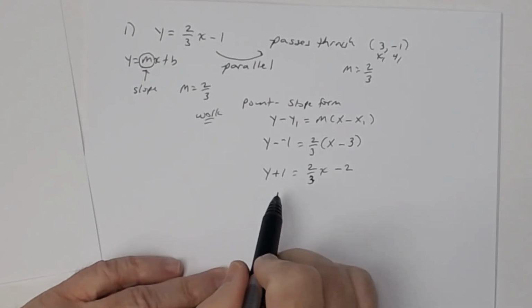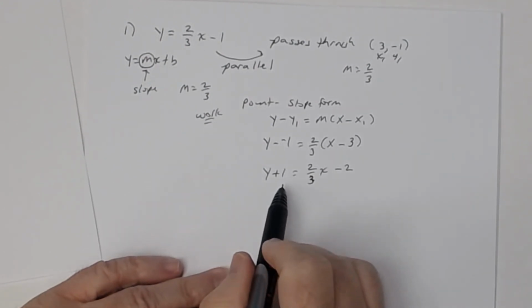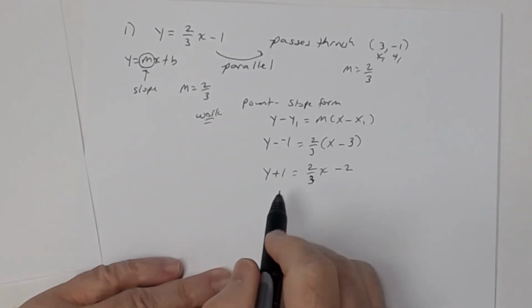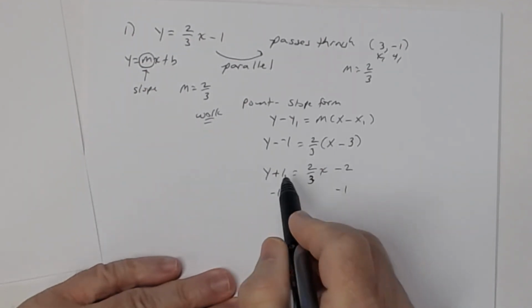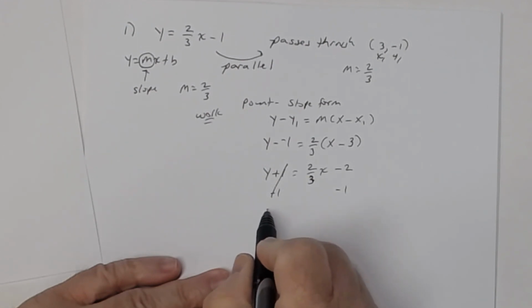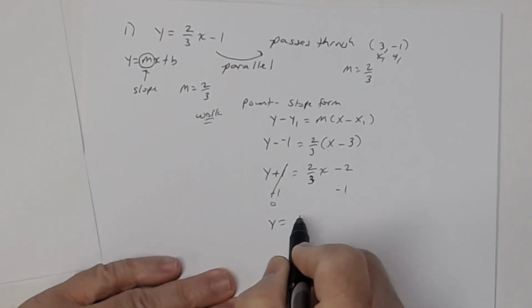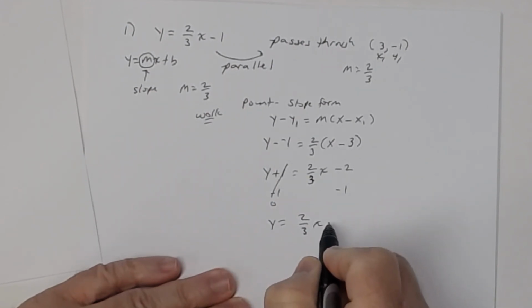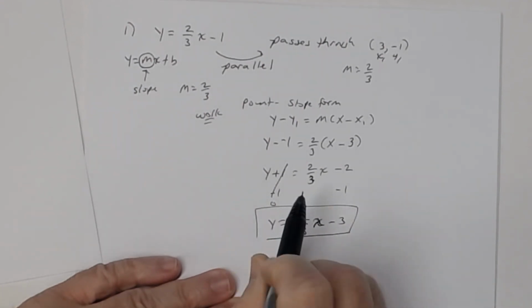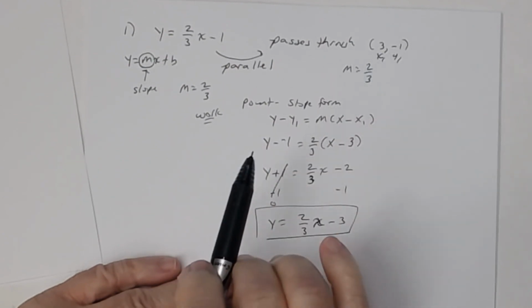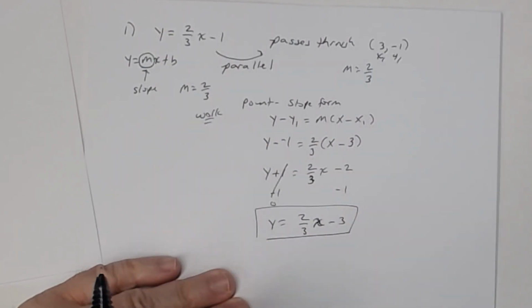Then remember, you want to put this in slope-intercept form, so we've got to get y by itself. So I'm going to subtract 1 from both sides. I'm aligning my like terms. 1 and -1 is 0, so this becomes y equals 2/3 x minus 3. And so that's the equation of the line that contains this point and is parallel to this line.